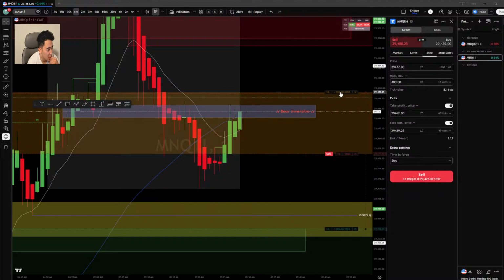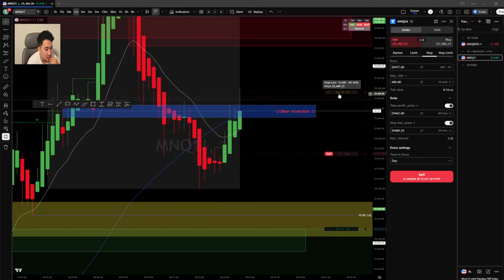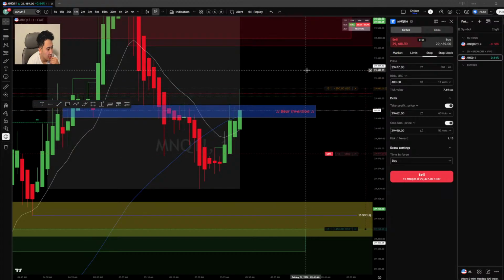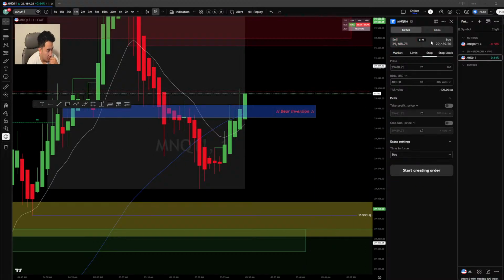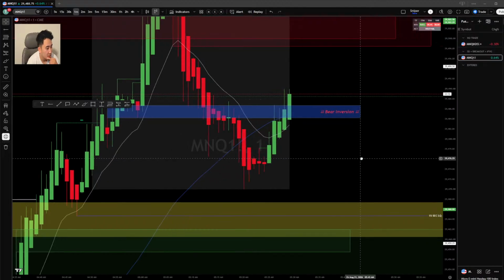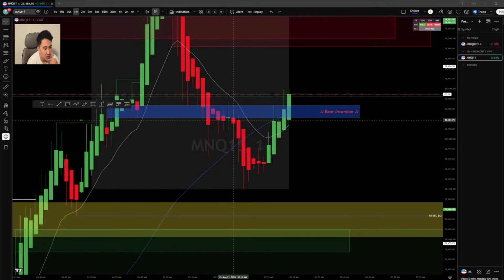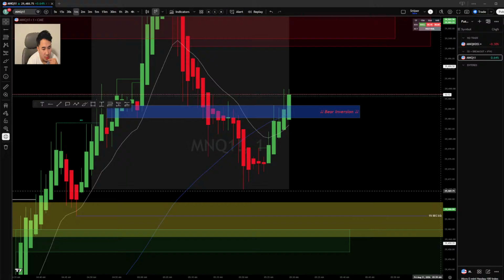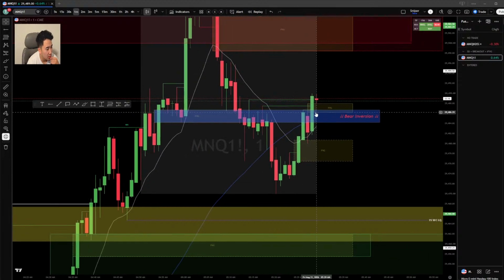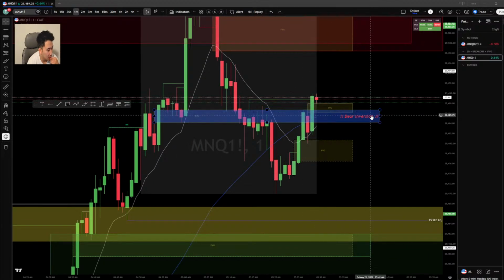You're gonna need a strong push downwards if price is looking to respect this bearish inversion, but it doesn't look like it. So, all right, looks like price broke out of it on the 1 minute. Let me show you here. Switch back to regular candle. This green candle body right here.